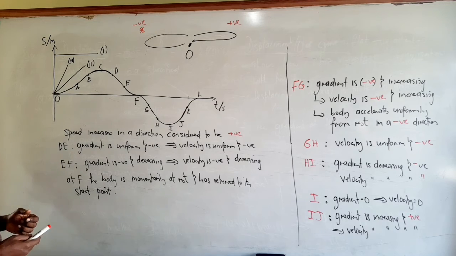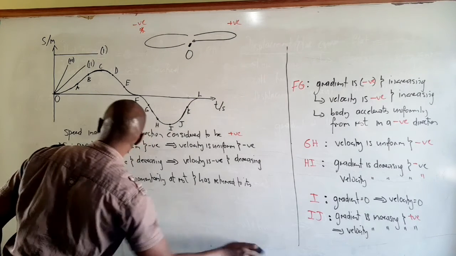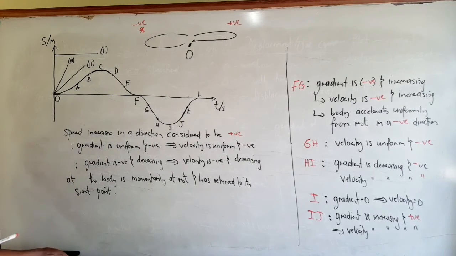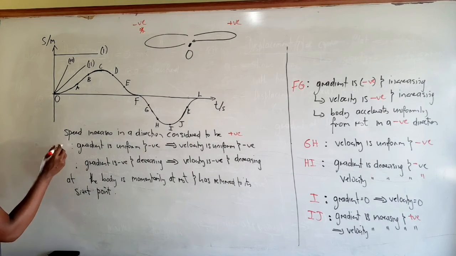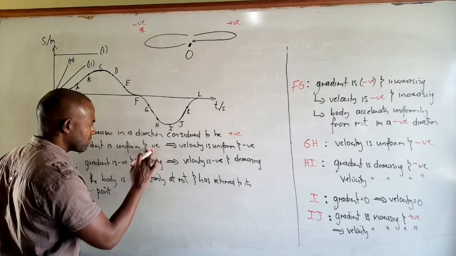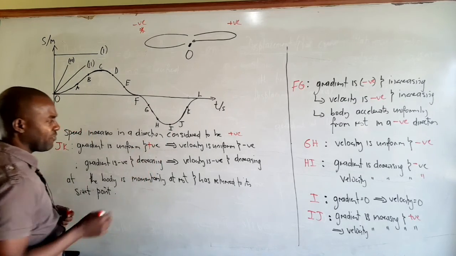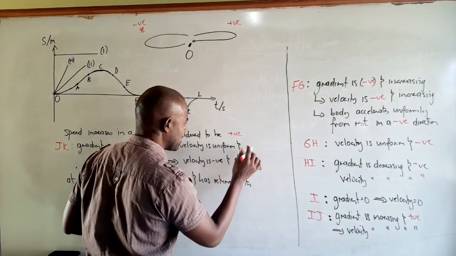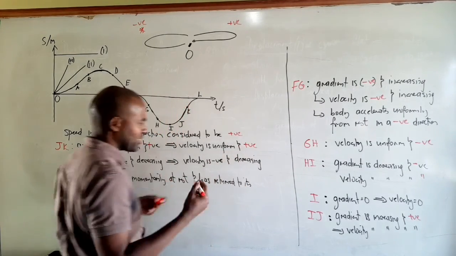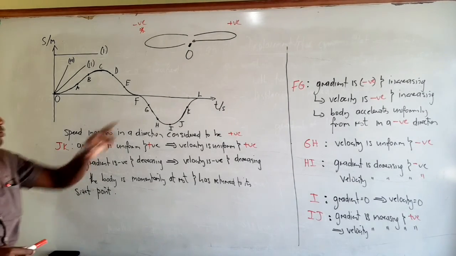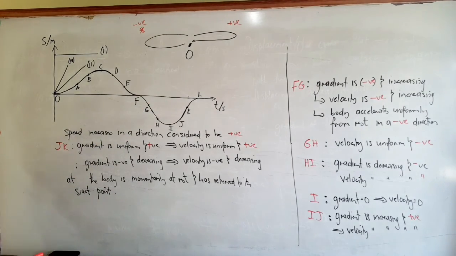Now JK, the gradient is uniform and positive, which means that the velocity is uniform and positive, right? So what this means is that the body is moving with a constant speed back towards O, right?